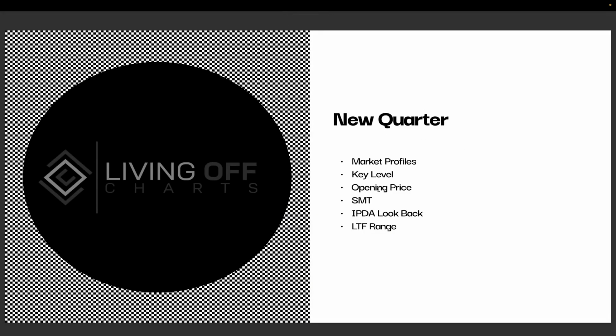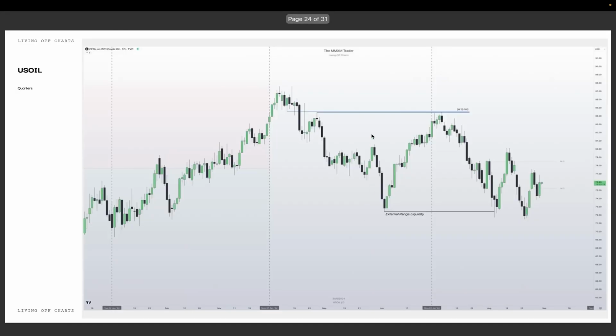In this new quarter, we're going to be looking at market profiles, a key level, the opening price, SMT, IPDA's look back, and the lower time frame range, which we just went over. So price is broken up into quarters here. This quarter is a bullish expansion quarter.